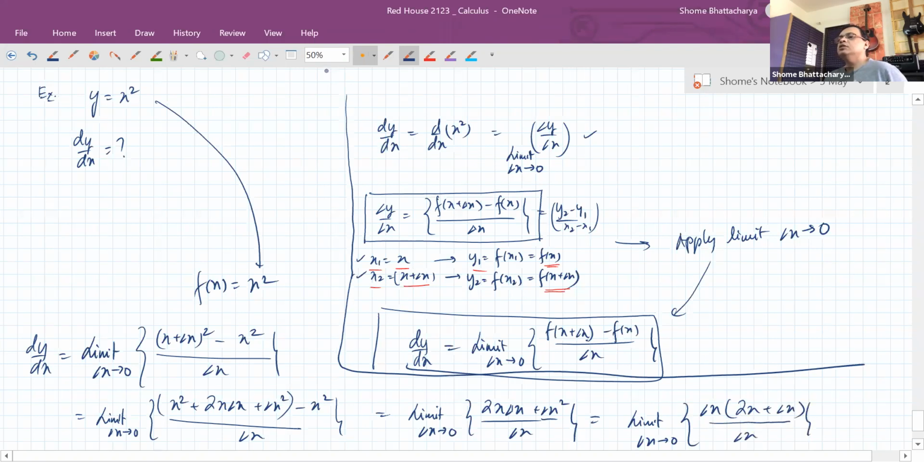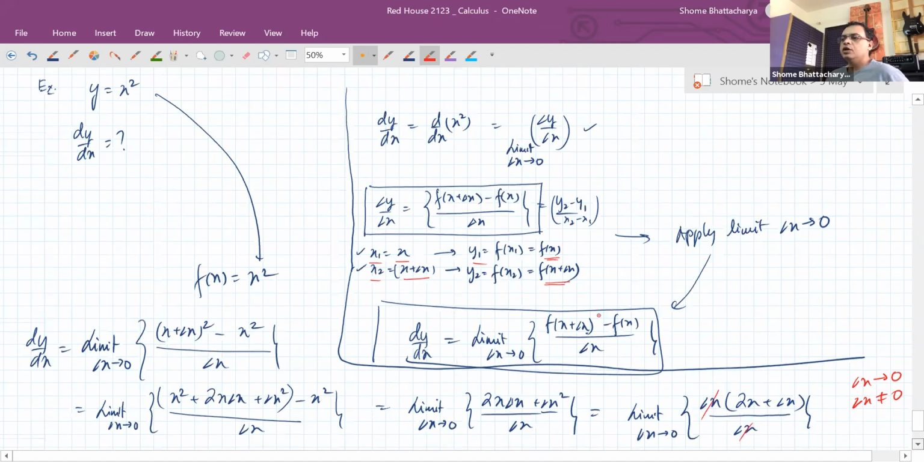Now pay attention here. The important thing is delta x is tending to 0, but delta x is not equal to 0. So if it's not equal to 0, it's legal to cancel these two. 0 by 0 is not defined, but anything non-zero divided by itself is 1. So we can cancel these two. So now I'm left with what?